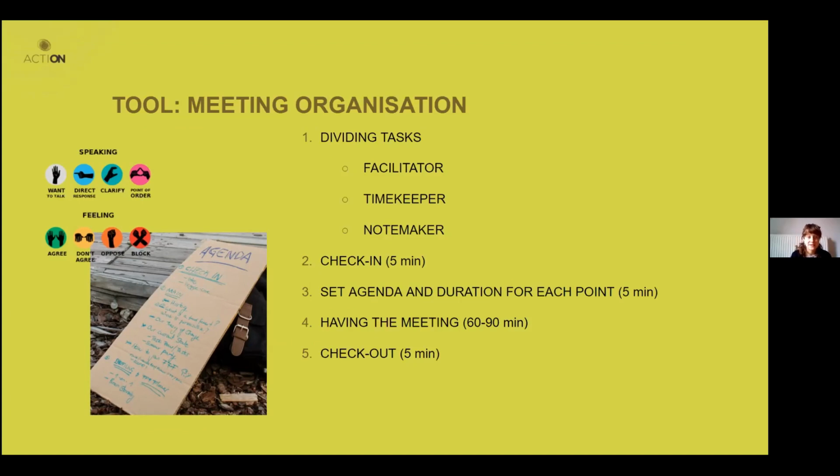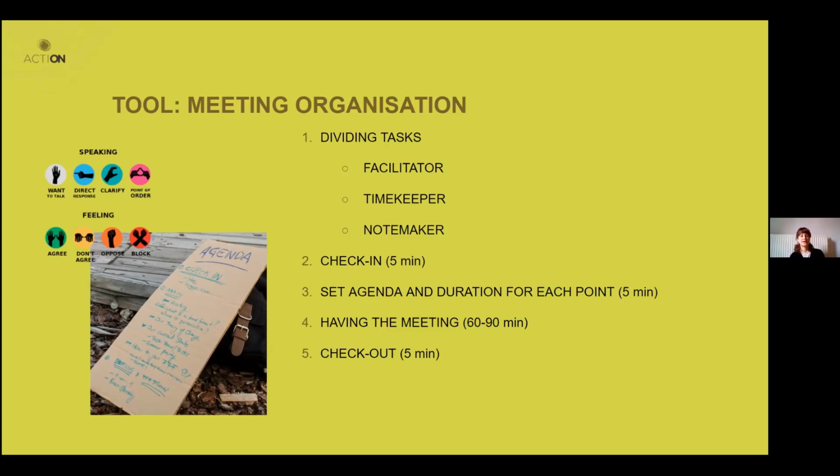And after this, we together set an agenda and also the duration for each point. That means that we write down everything we want to speak about, and maybe we also collected it in the weeks before. And then we can use it, and we decide which points we are really going to speak about at that meeting. And we will fix a duration for each point, and it will be in consent in advance.